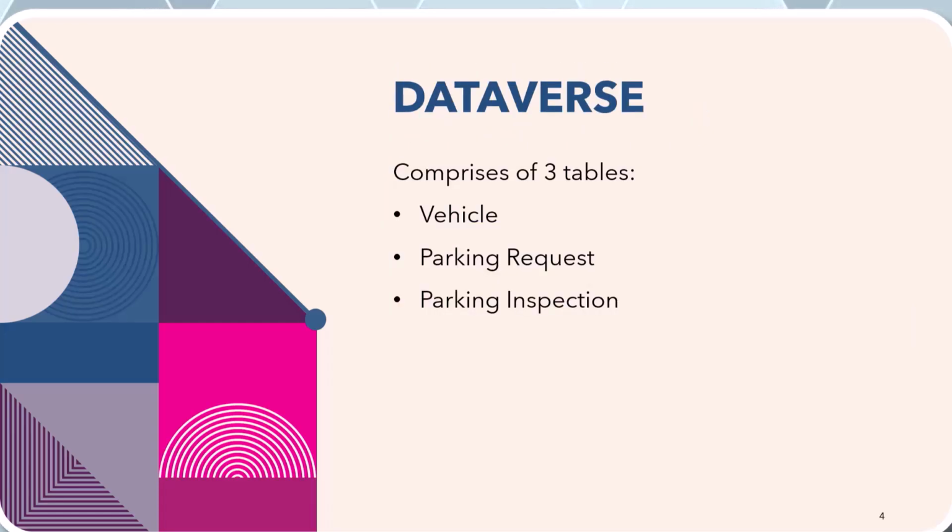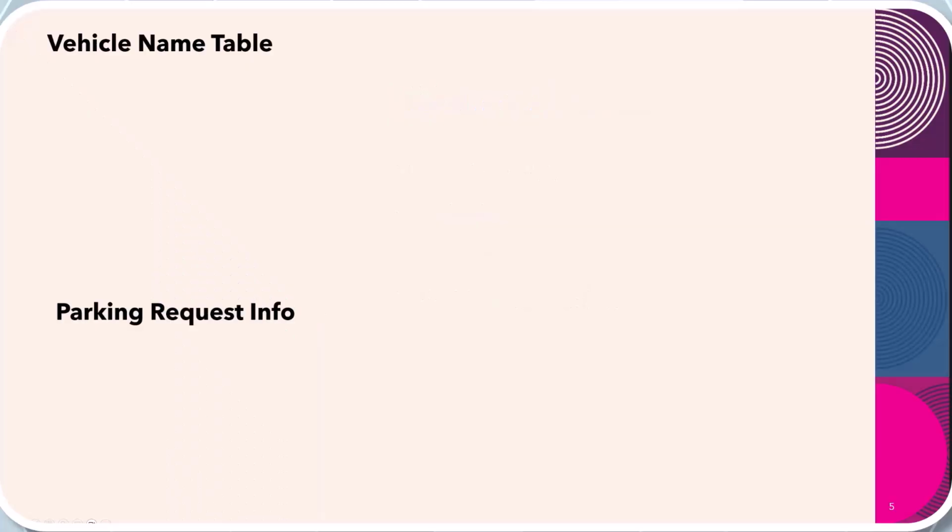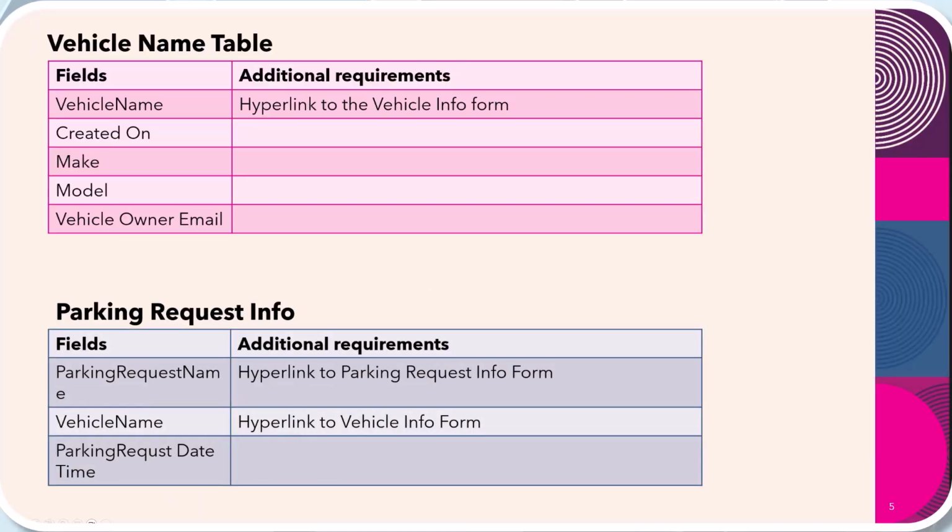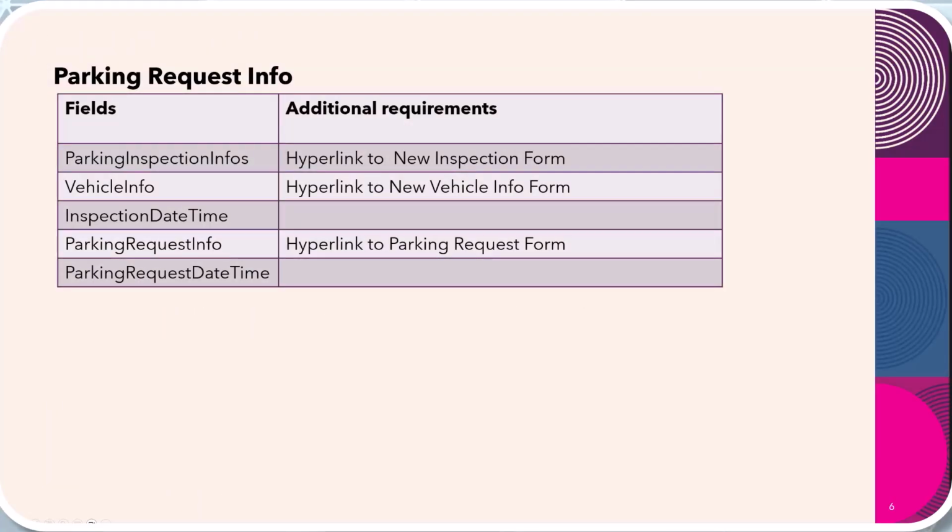First, there are 3 tables that display information related to vehicles, associated parking requests, and parking inspections. Each table has required fields and associated requirements of which fields are lookups or should link to forms. All of the data can be seen in more detail in the model-driven app.